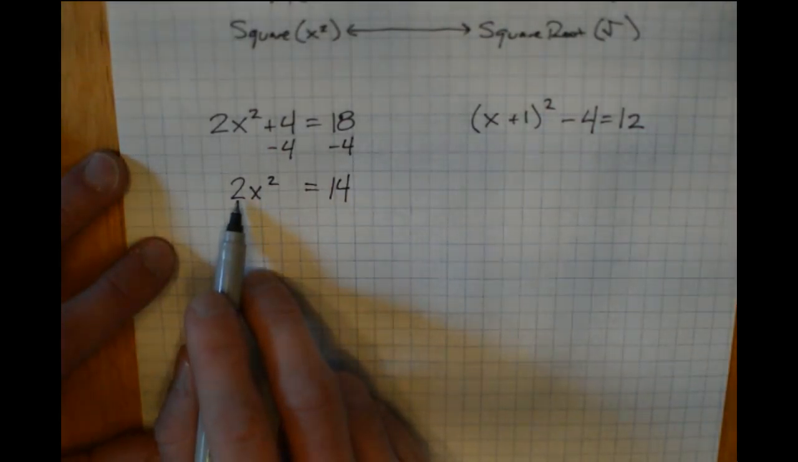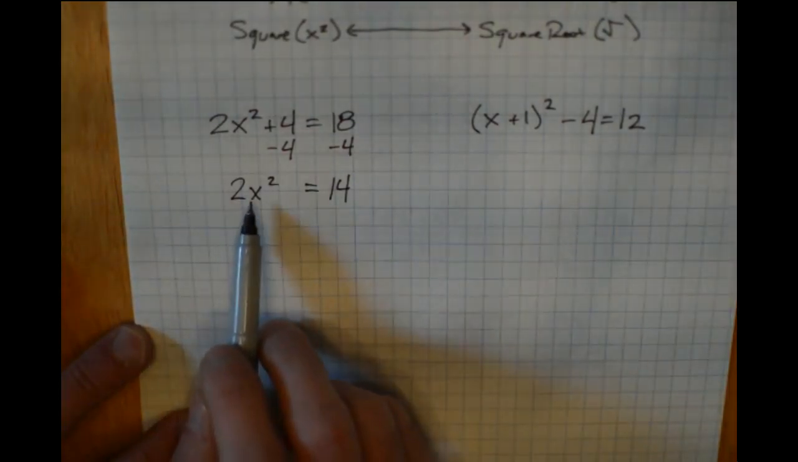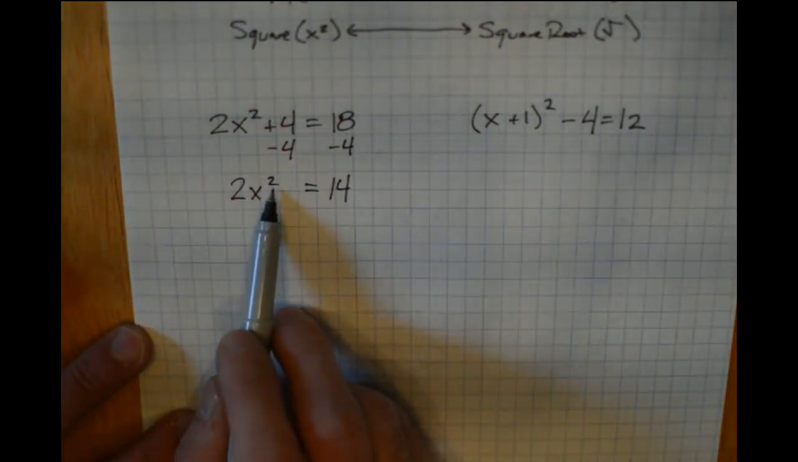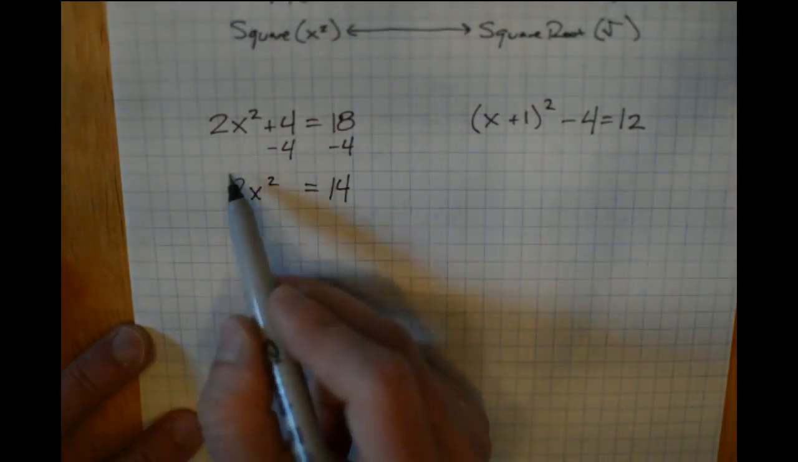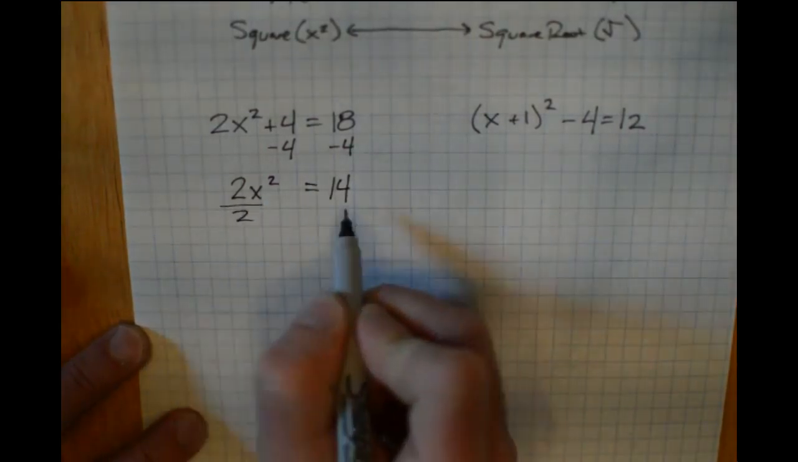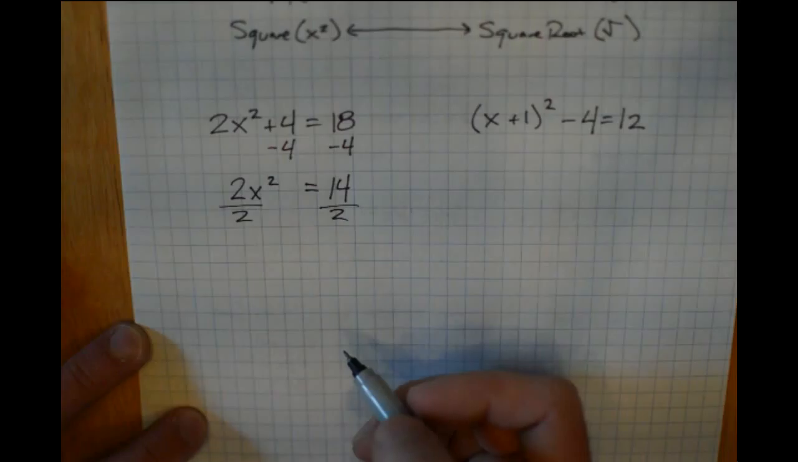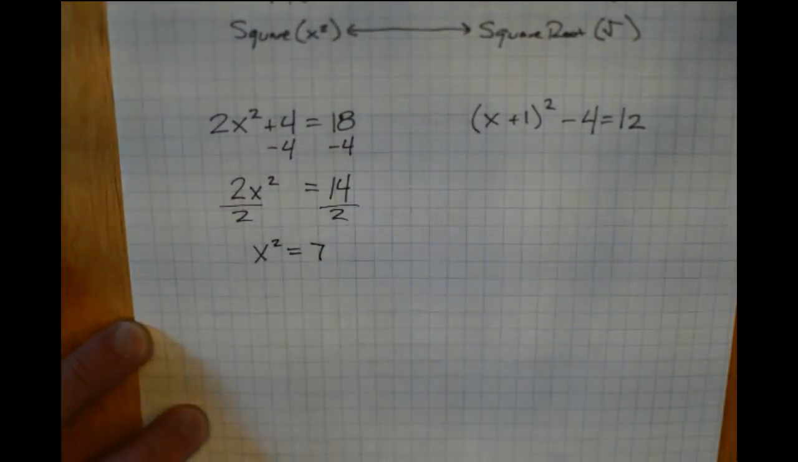And now I have to get rid of this 2 and this square. So the two operations we have are multiplication and a square. Now if I took the square root, I would have to do that to the whole side, and then I'd have this radical 2 under there, and I don't want to do that. So I want to get rid of that 2 first by dividing both sides by 2, and that's going to leave me x squared is equal to 7.